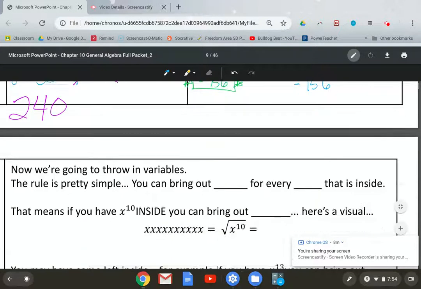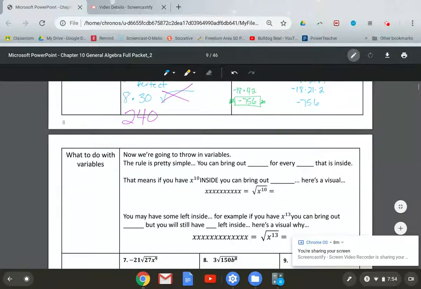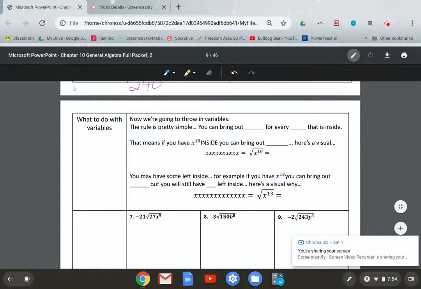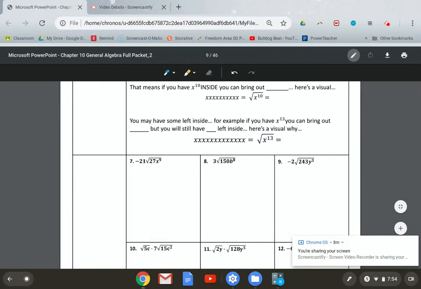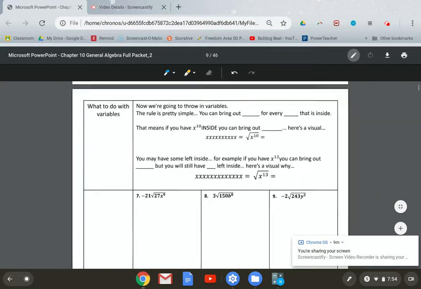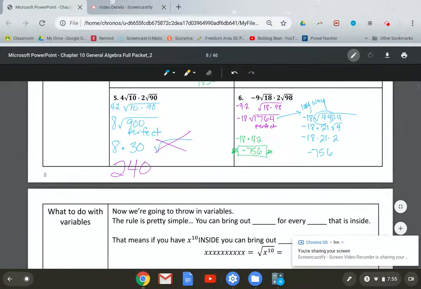As we continue on, you will notice in the next video, we're going to start throwing variables in with it. You handle the variables very much the same way as we have been handling things, and you handle the numbers the same way we've been. But we'll kind of come to that in the next video.